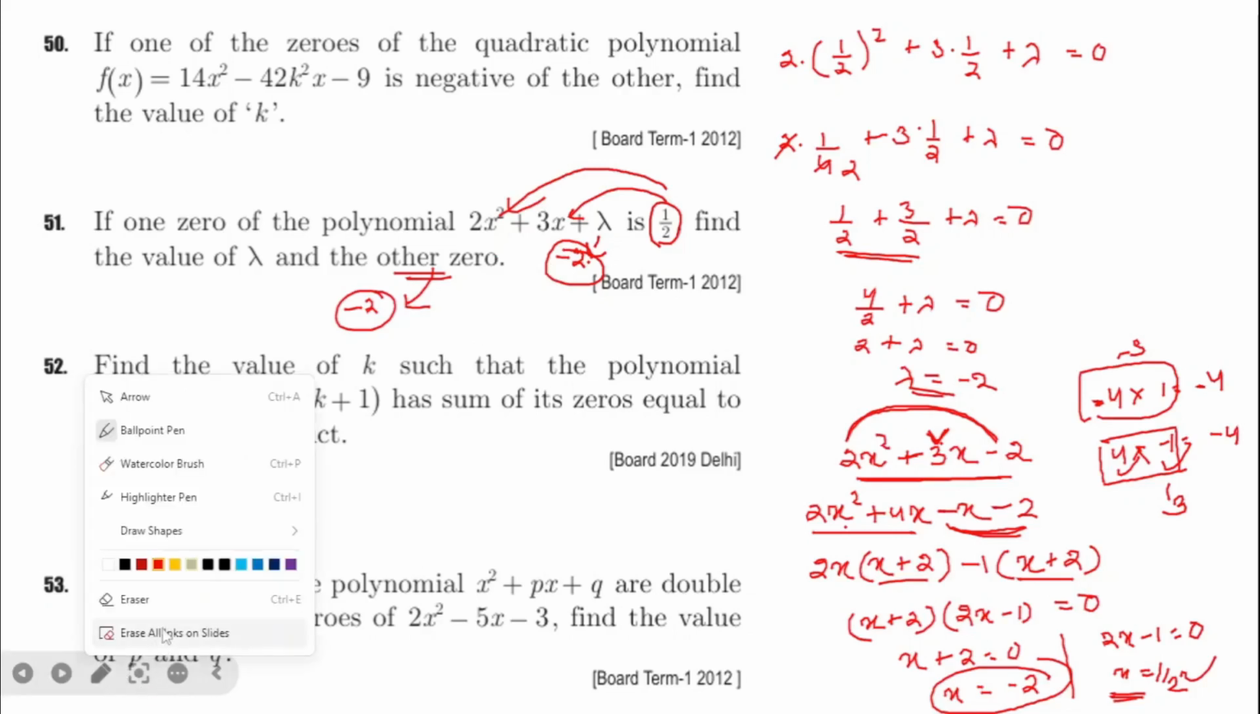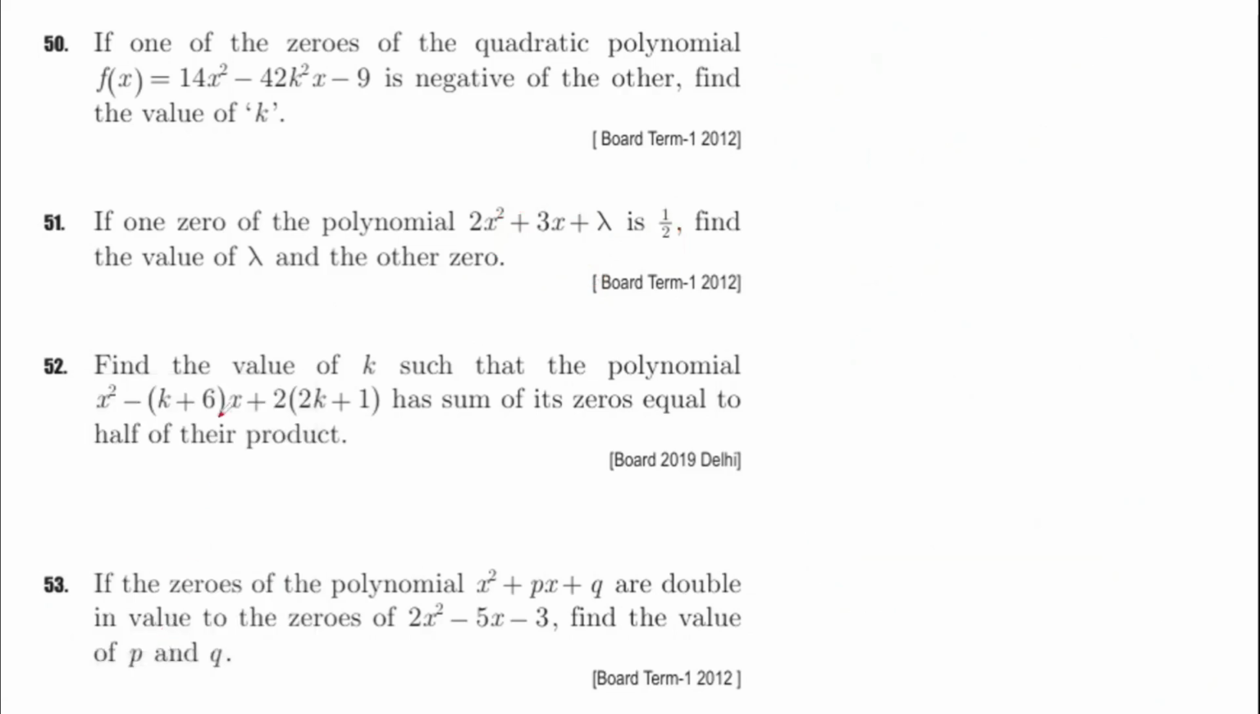So now let's move to the next question, that is question number 52. Find the value of k such that the polynomial has sum of its zeros equal to half of their product. Okay, try to solve the question. Now in this question, you can clearly see that a is 1, b is minus of k plus 6, and c is this much portion, 2 into 2k plus 1.